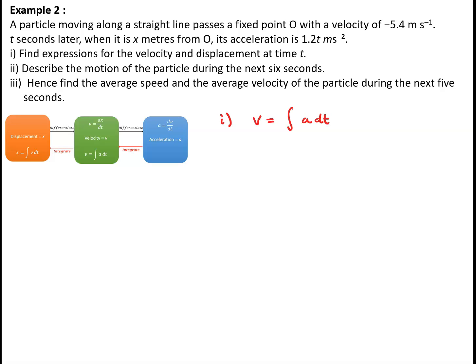So, to move from acceleration to velocity, we know that the velocity is equal to the integral of the acceleration. So in this case, the velocity is the integral of 1.2t. 1.2t is going to integrate to give us 0.6 t squared. We must remember the constant though.